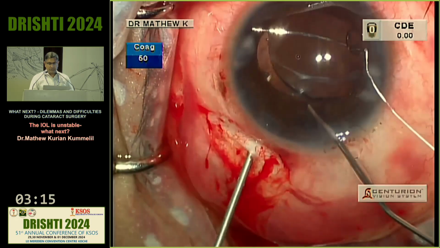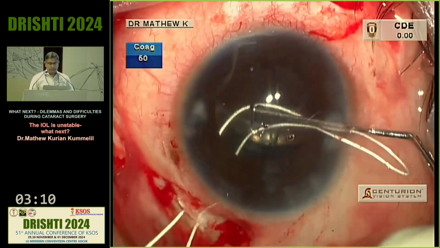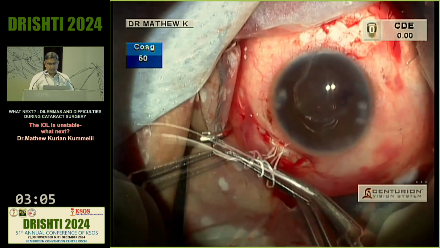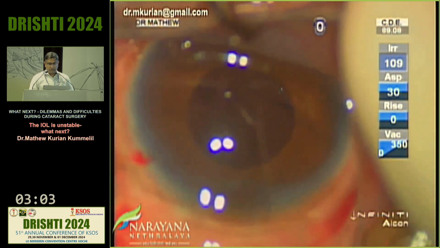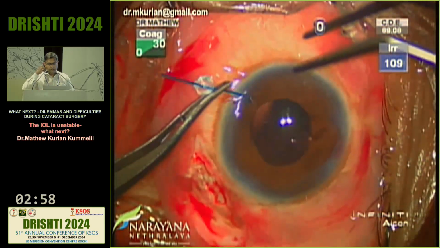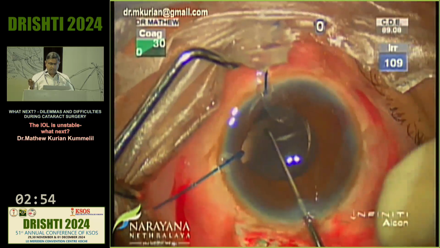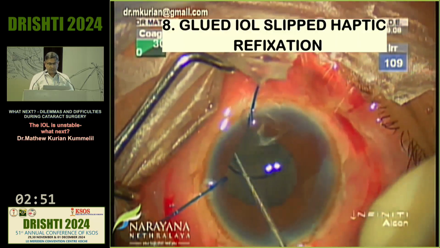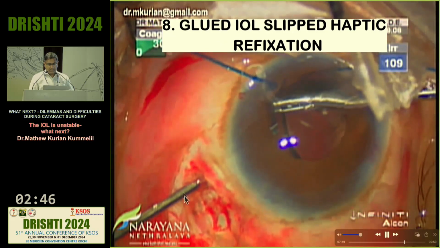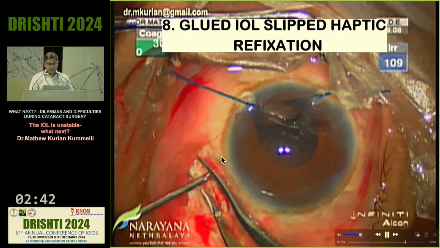Now the question is, are all these gymnastics necessary? It's up to individual choice, and right now, as I have grown older and wiser, I tend to be a little more conservative. So this was a glued IOL which was performed, and about a year and a half, 2 years after the glued IOL, the haptic has macerated the sclera over there. That sclera is looking quite necrosed, and that haptic has slipped back.